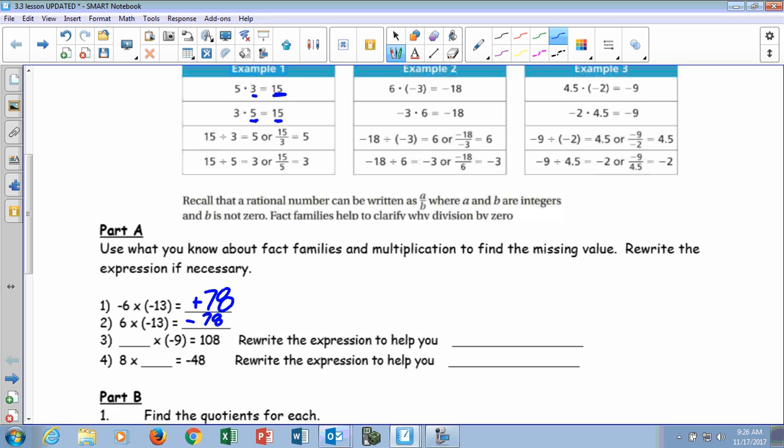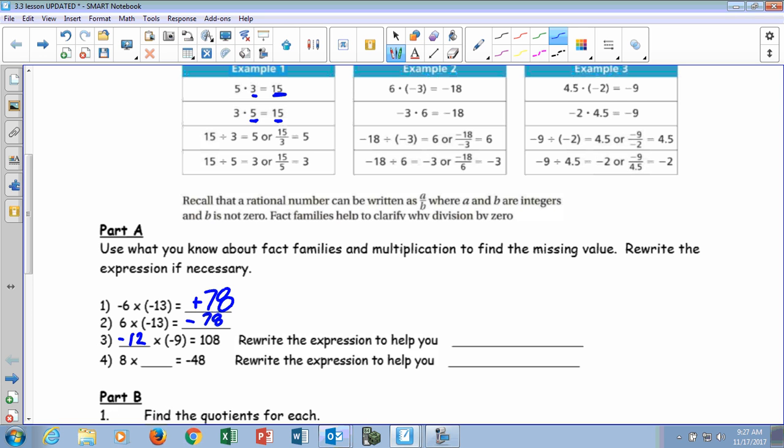Now, number 3, some number is missing. When you multiply -9 to that number, you get a positive number. So what kind of number has to be in that blank, Aiden? Negative, because a negative times a negative is a positive. So what number times 9 is going to give you 108, Eliana? Yeah, it's -12. So -12 times -9 is 108.